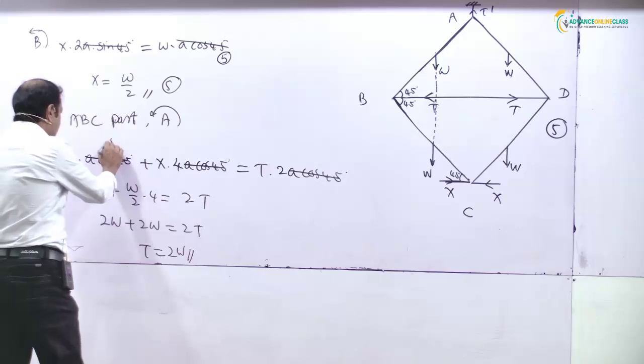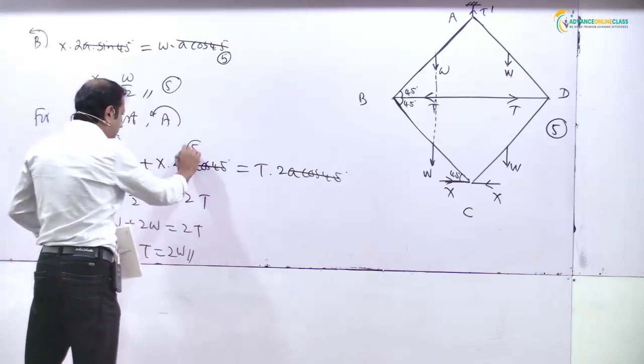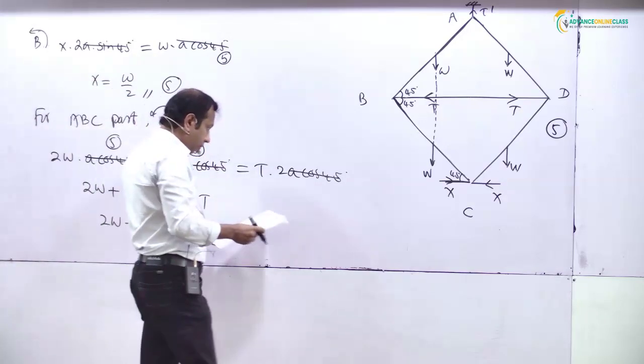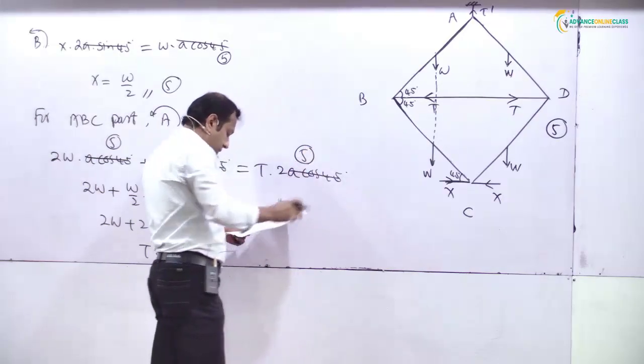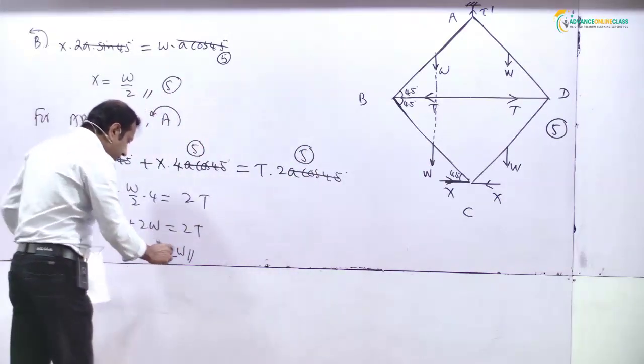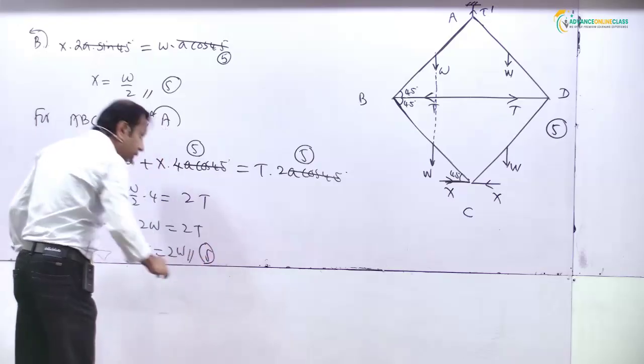This equation here, 5 marks. For this 5 marks. For this 5 marks. Final answer, 5 marks.